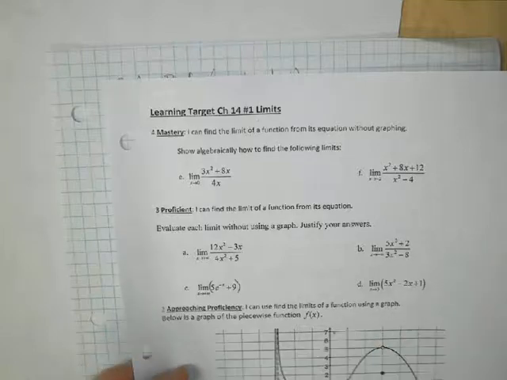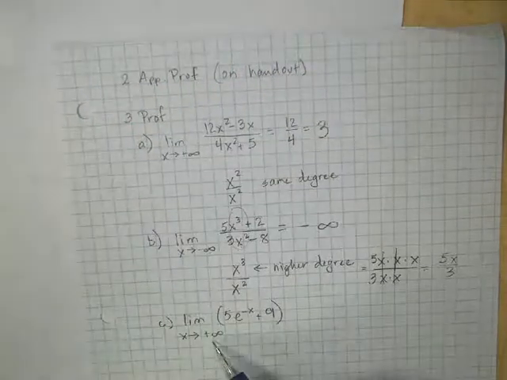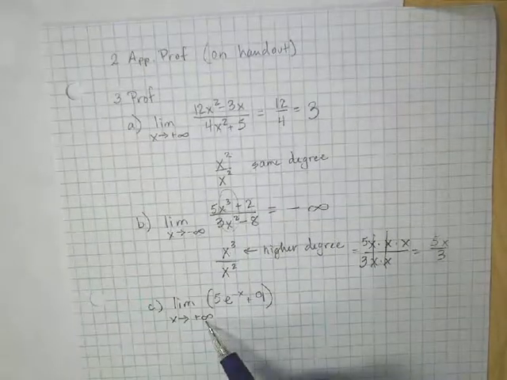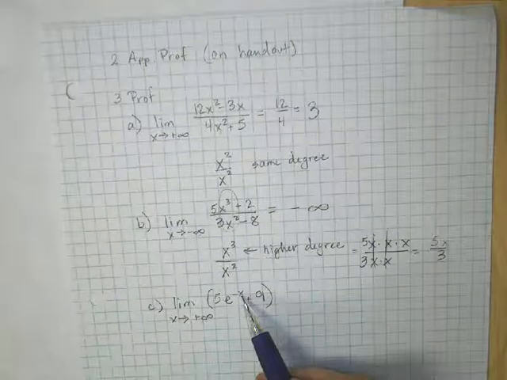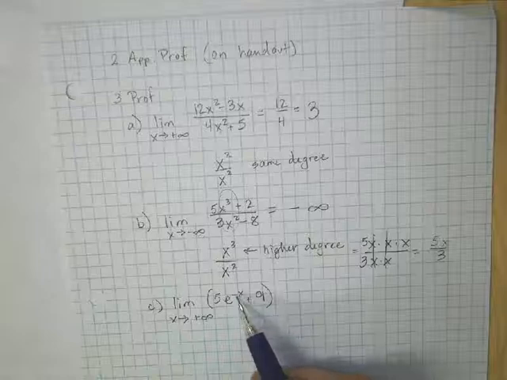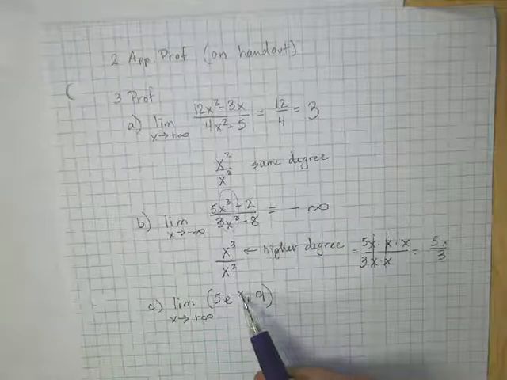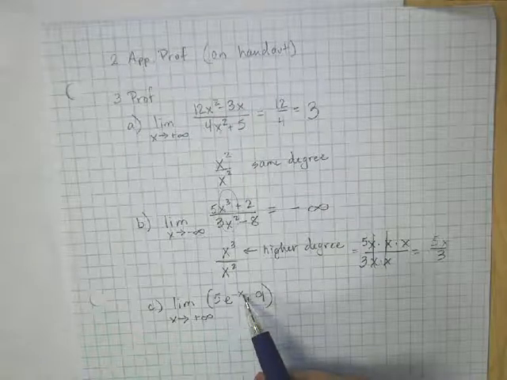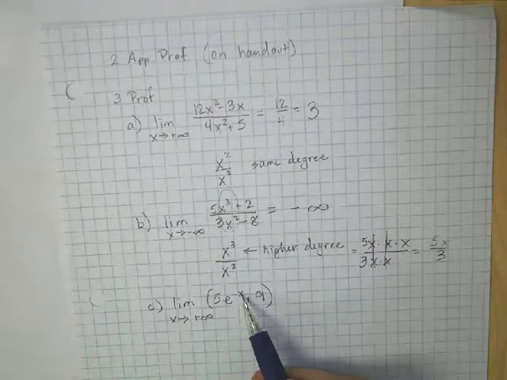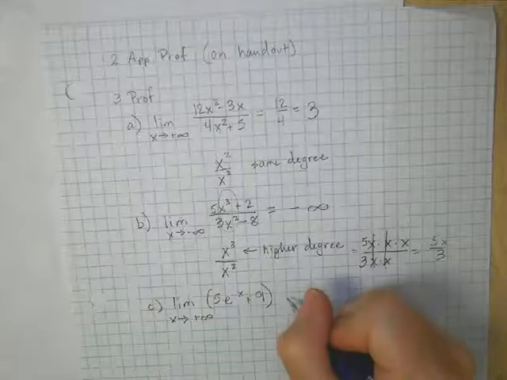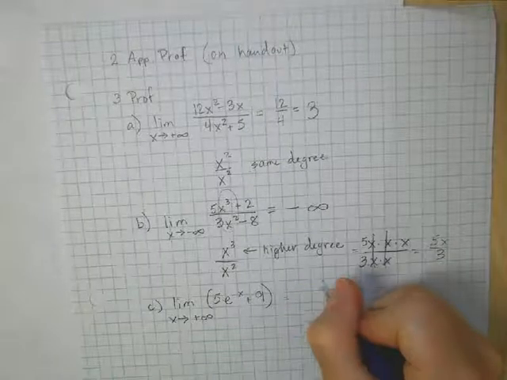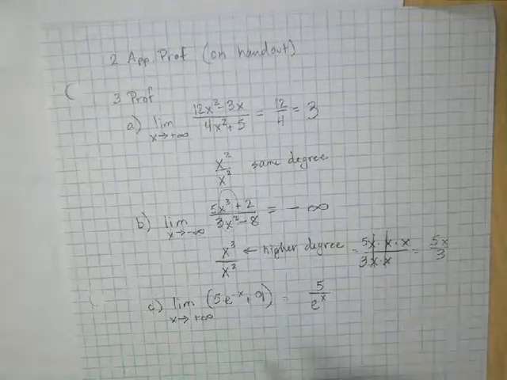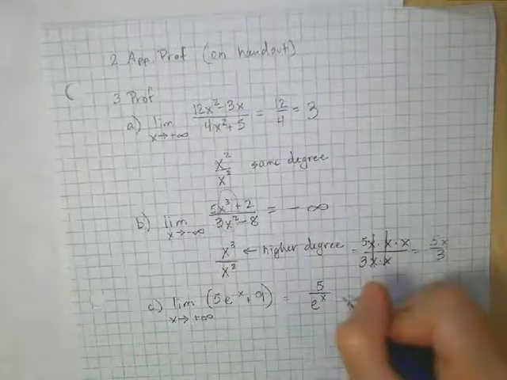Okay, so back to this one. If I'm putting a positive infinity in here where this x is, and that x has a negative, that means it's going to be e to the negative really big exponent. When I have a negative exponent, that means it's a fraction. So I could rewrite this as 5 over e to the x, with a positive exponent, plus 9.